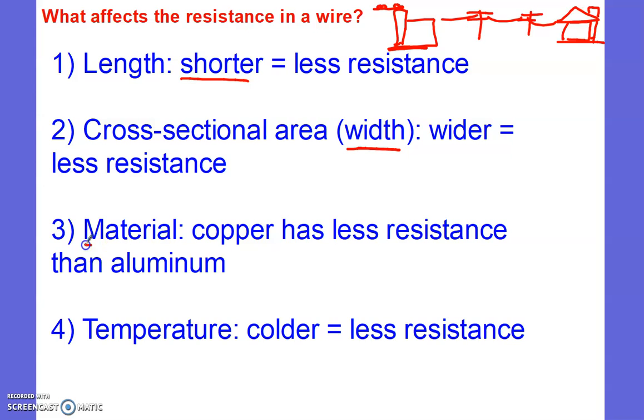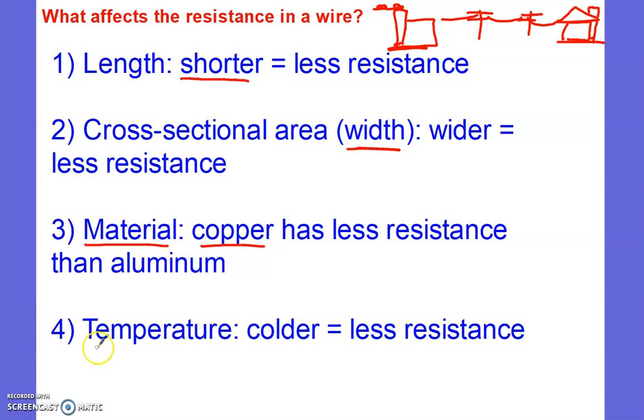The other thing is material. Different materials have less resistance than others. Copper has a very low amount of resistance, which is why most of the wires in our houses are made out of copper because they have less resistance. We don't lose as much energy as the electricity goes through our house.